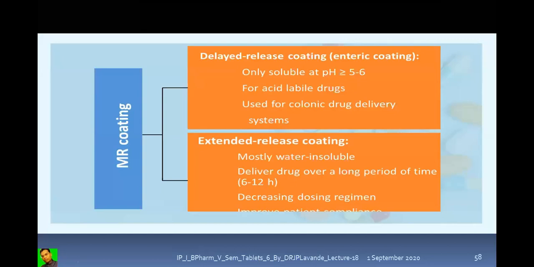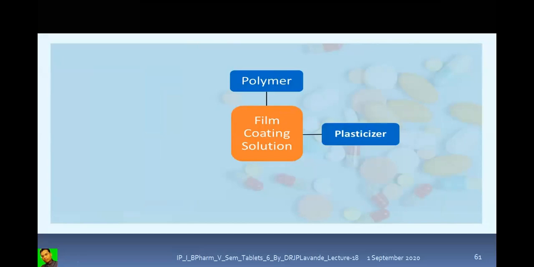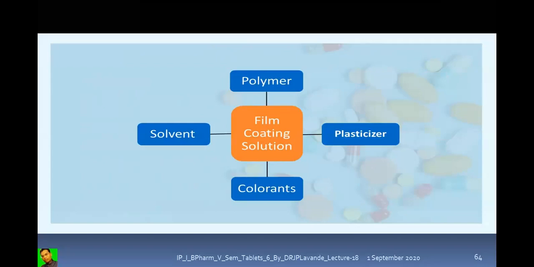So that will be useful in order to decrease the dosing regimen, and it is important for improving the patient compliance as far as the extended release coatings are concerned. Now, as far as the film coating solution is concerned, in order to form it we require the polymeric agent, the plasticizer, the solvents, and the colorants. All these four things are necessary in order to form the film coating solution.